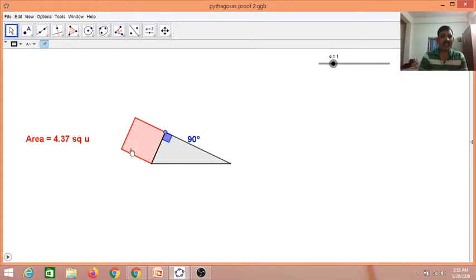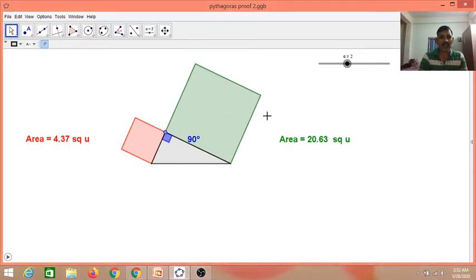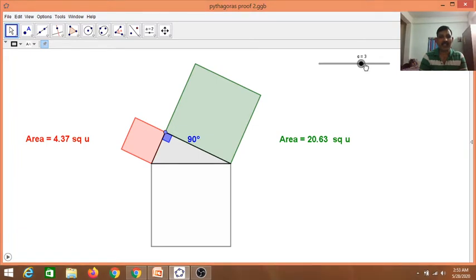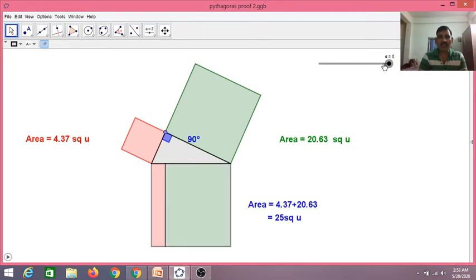a square that is constructed on one side of the right triangle, and another square is constructed on the second side, and now on the third side, the hypotenuse, also one square is constructed. The interesting thing that we can observe here is when you rearrange these squares, the area of this square is equal to area of this rectangle, and area of this square is equal to area of this rectangle.